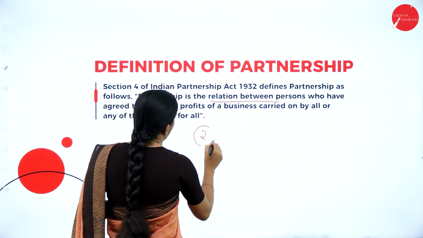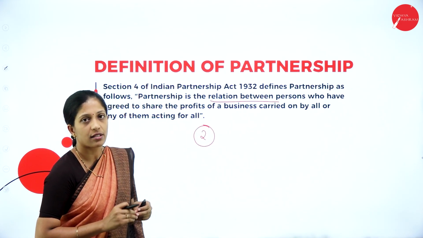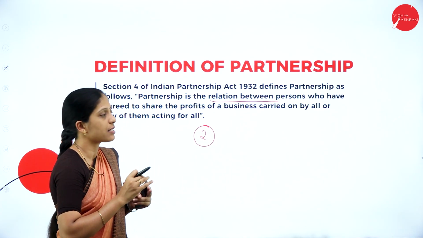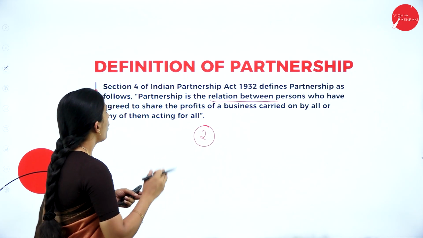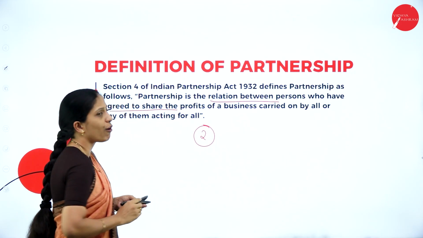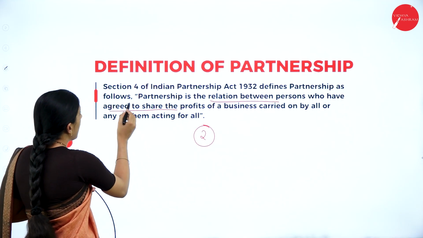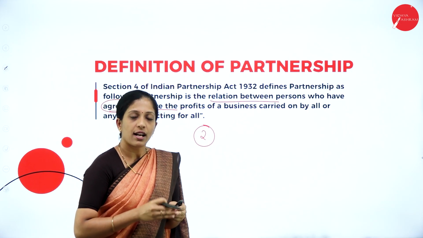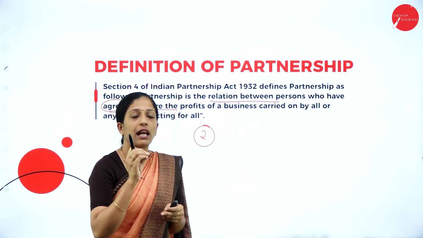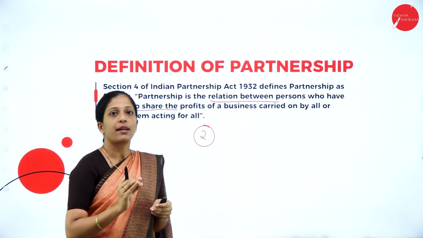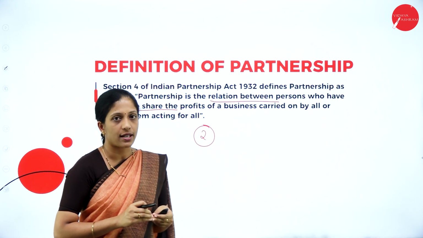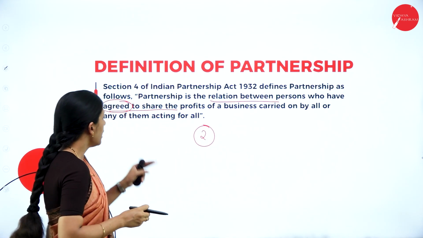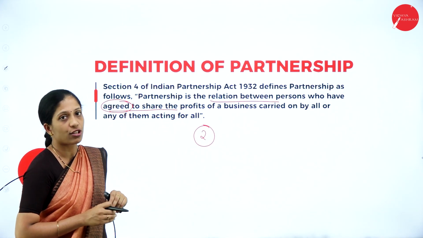So there should be a minimum of two members or two persons to start a partnership firm, and there should be a relation between those persons, the partners who have agreed to share the profits of the business. So there will be an agreement between the partners. When two persons come together and start a business, there should be an agreement between the partners, and the agreement can be either oral or written, but written agreement is more preferable than oral agreement. They should agree to share the profits of the business.